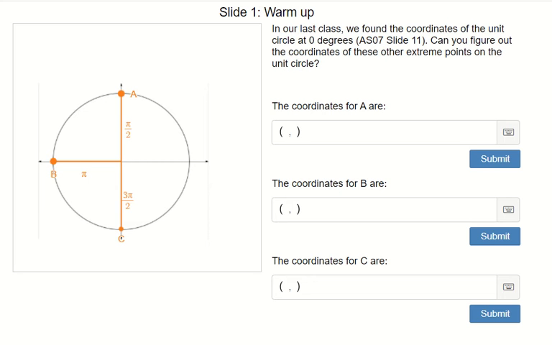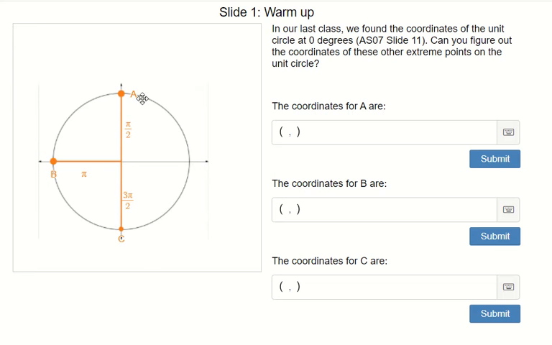Okay, so looking at the warm-up, we're just gonna see the coordinates of these points. And if you remember the last activity on AS07, we found the coordinates of this point right here. It was x equals 1, y equals 0, right? It's because the unit circle has a radius of 1, so this point is 1, 2, 3, etc. This is 1, and then it goes up 0, so it's just 1, 0. So that was this point.